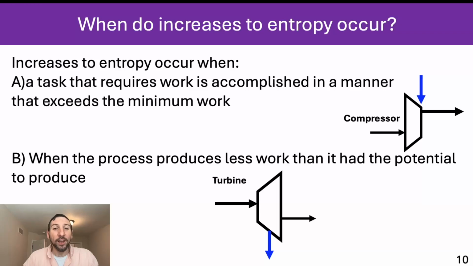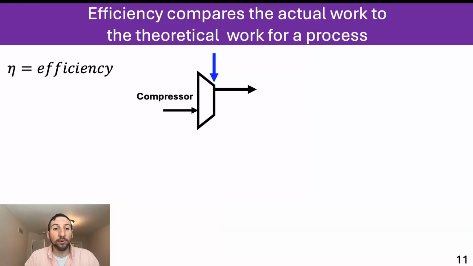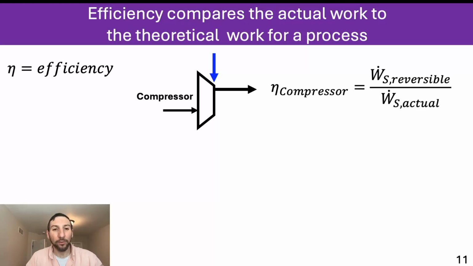Now, in these scenarios, we can think about efficiency. How much energy does the process require, or how much am I going to get out, versus what theoretically could have happened? And that theoretical amount would be the reversible case, the ideal case where entropy is going to be zero. So for a compressor, we're thinking about the minimum amount of work that we need to put in versus the actual amount of work we're putting in. And so in this case, the efficiency for a compressor is going to be the reversible amount of work we would have to put in divided by the actual amount of work that we put into the compressor.